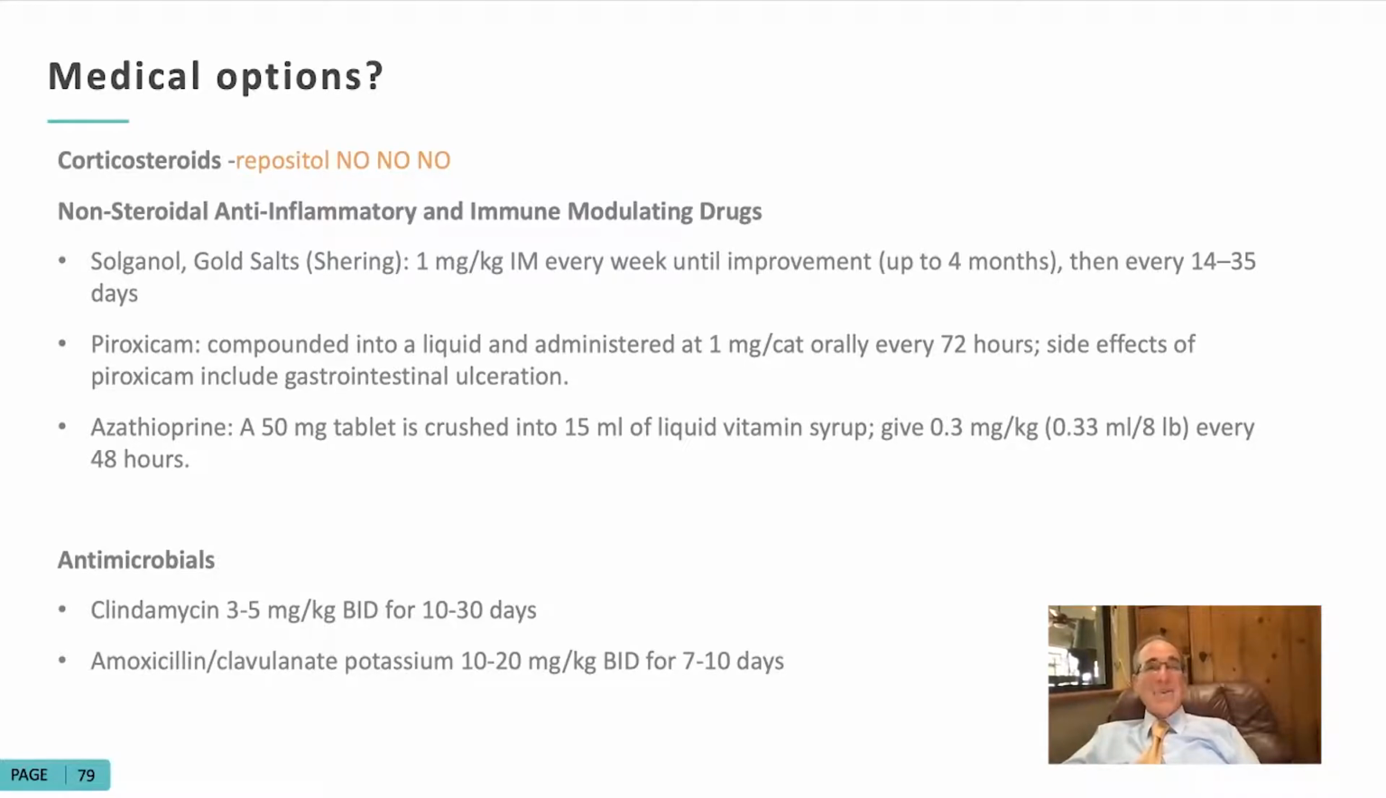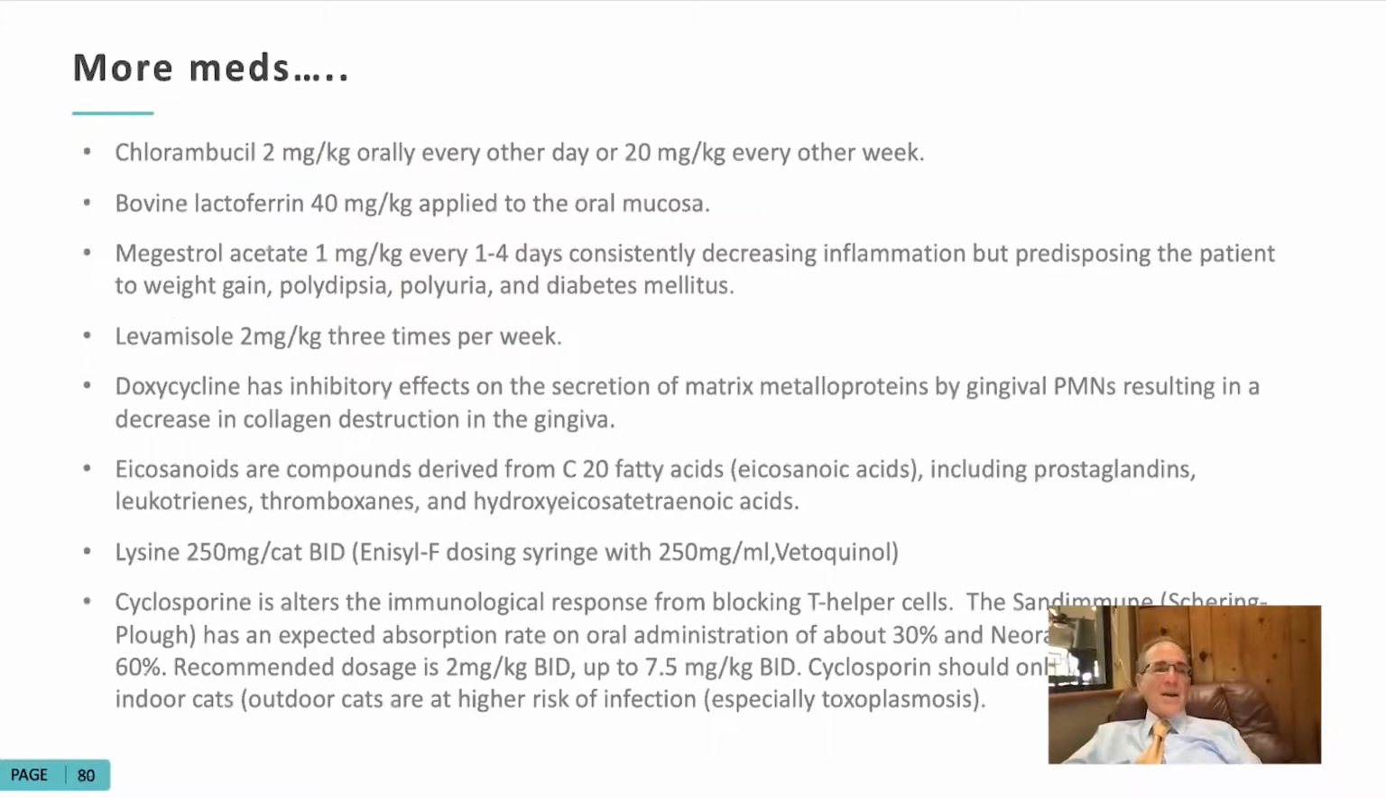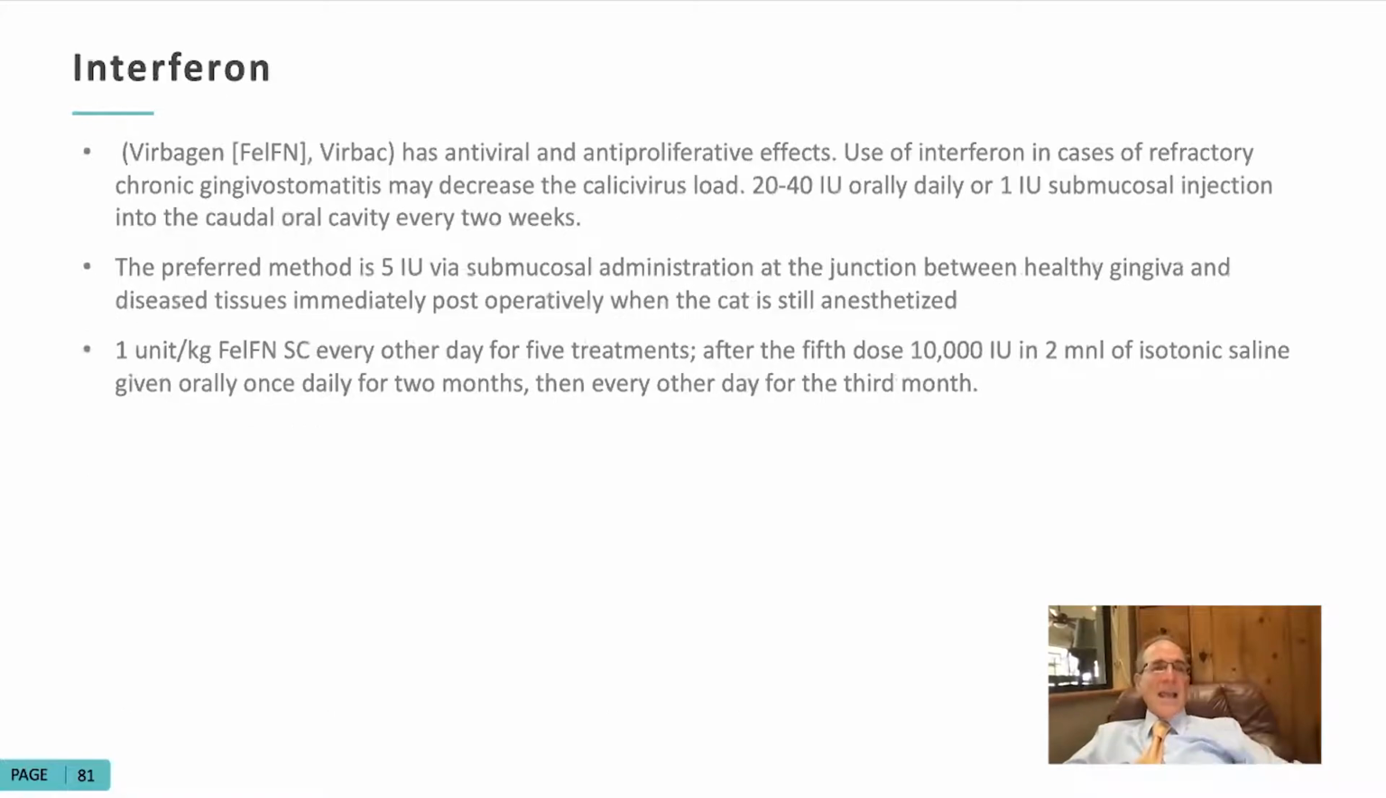And if you keep on giving steroid injections, a lot of times you'll create a diabetic cat, and then you have even more trouble, because you have infection, and the diabetes will unfortunately cause a raging infection. So there's a lot of things that have been tried, but there's really not very much other than extractions that you could depend on.